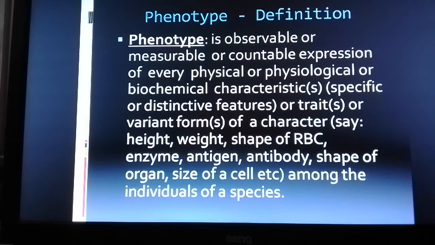So you can find the variance. If you count the number of variants, you can name it as a phenotype of 6 feet, phenotype of 5 feet, phenotype of 5.5, phenotype of round seed, phenotype of wrinkled seed. So the variance may be counted in terms of phenotype.